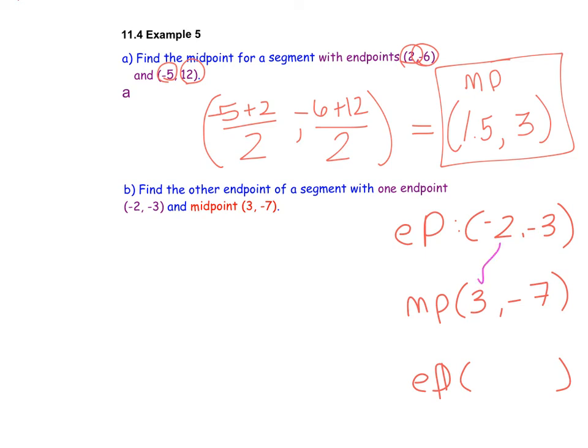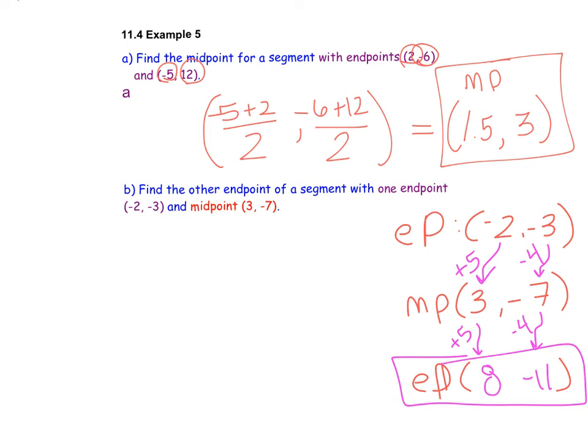So here, to go from negative 2 to positive 3, I added 5. So if I repeat that same pattern on the other side, 3 plus 5 is 8. And then from here, to go from negative 3 to negative 7, I subtracted 4. So if I apply that same pattern, I get negative 11, and I find that my other endpoint is 8 comma negative 11.